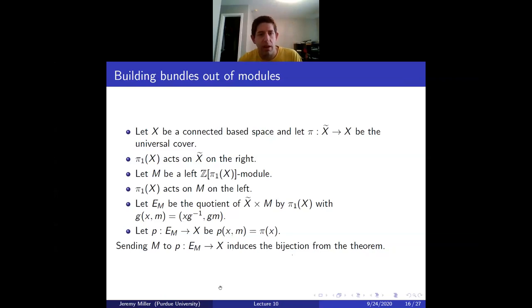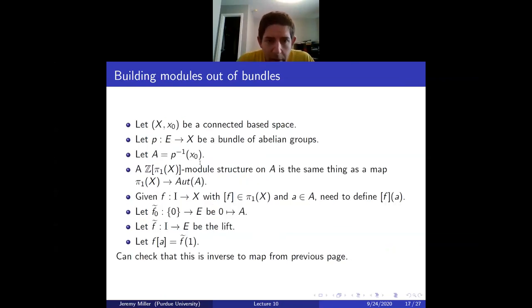Okay, so this is how you build a bundle out of a module, and now I'm going to tell you how to build a module out of a bundle, and then we can check that the two maps are inverses to each other. This is going to use path lifting, and the next slide is path lifting. If I had a blackboard, you'd be able to see both at the same time.